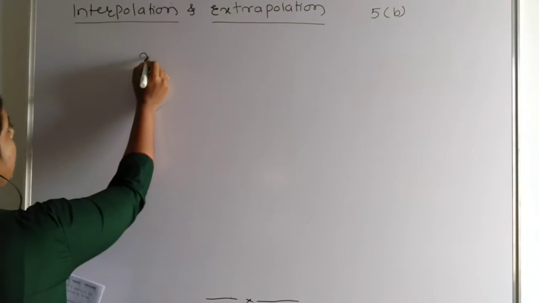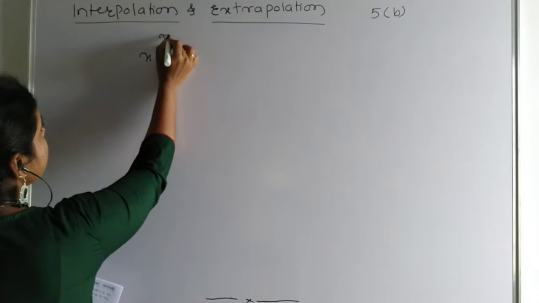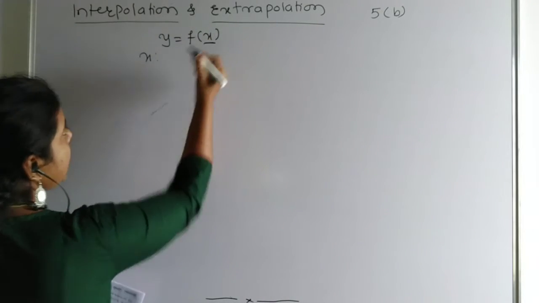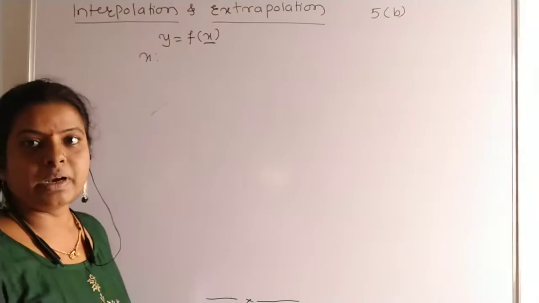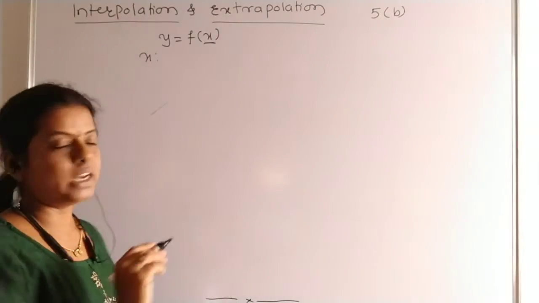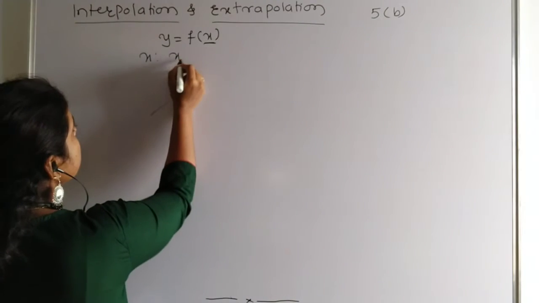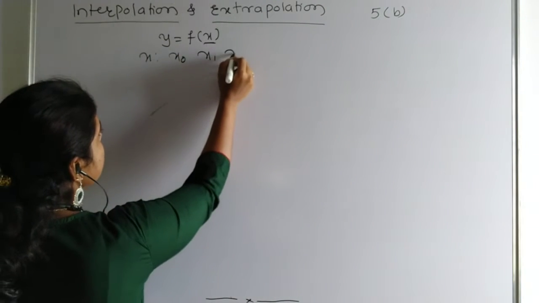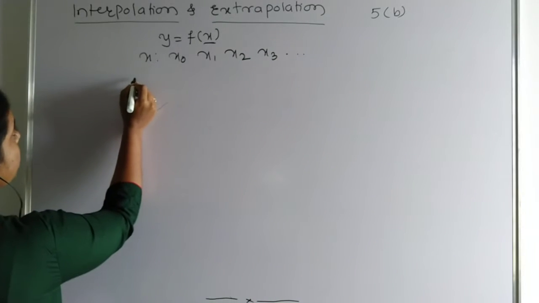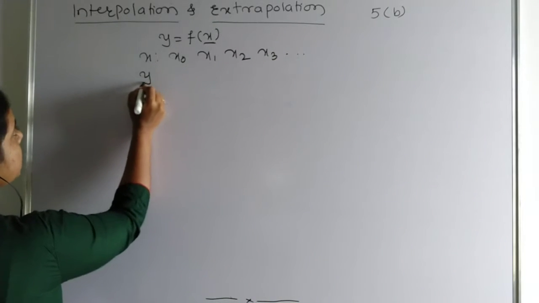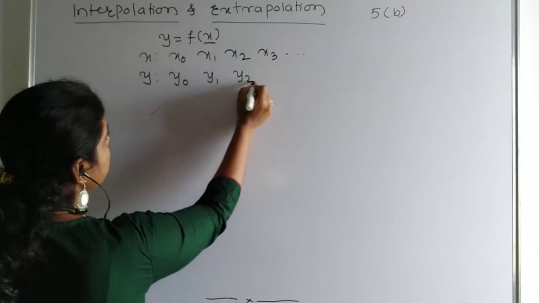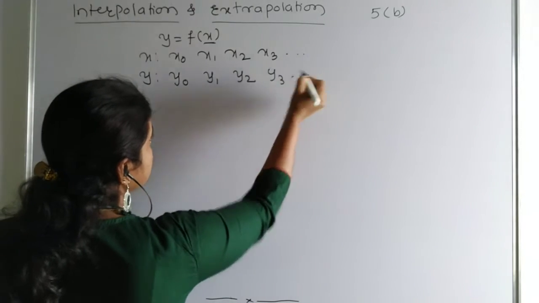Interpolation means we have an equation y is equal to f of x. X is considered as an independent variable, y is considered as a dependent variable. Here we consider x as x0, x1, x2, x3, and so on. If we substitute those values in y, these y terms become y0, y1, y2, y3, and so on.